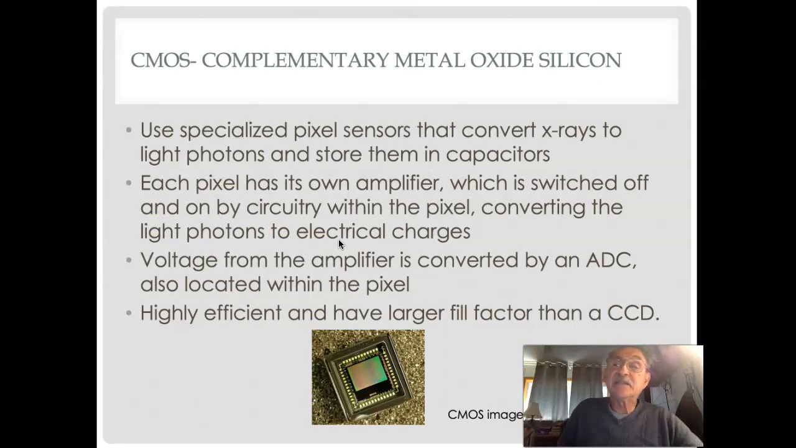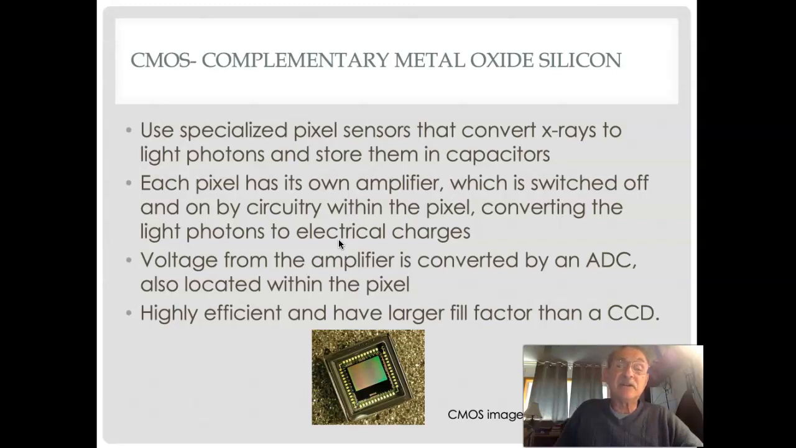Another one that is similar to that, although I don't know that they are as prevalent in the industry, is called the complementary metal oxide silicone. This is a specialized pixel sensor that converts X-rays to light photons and stores them in capacitors. And again, each pixel has its own amplifier, which is switched off and on by circuitry within the pixel, converting the light photons to electric charges. And so it does the same thing, but in a slightly different way.